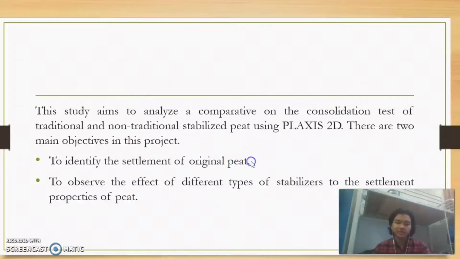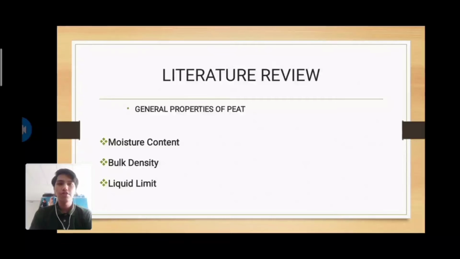The objective of this study that our group had done is to identify the settlement of original peat. Second, to observe the effect of different types of stabilizer on the settlement property of peat. Next is the general properties of peat.